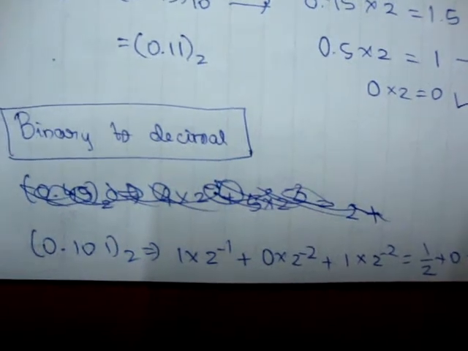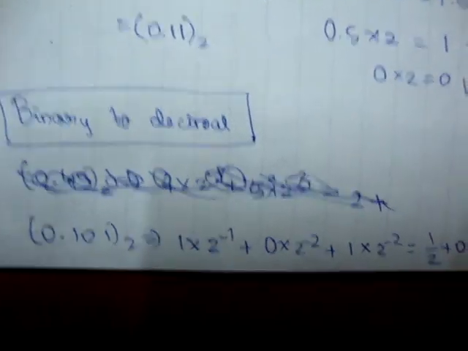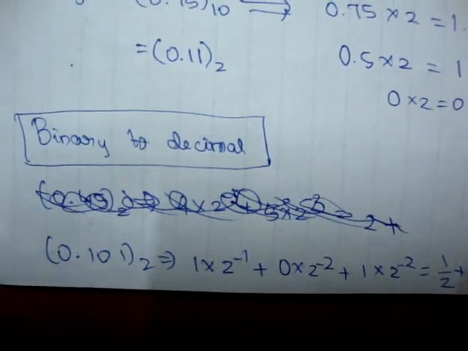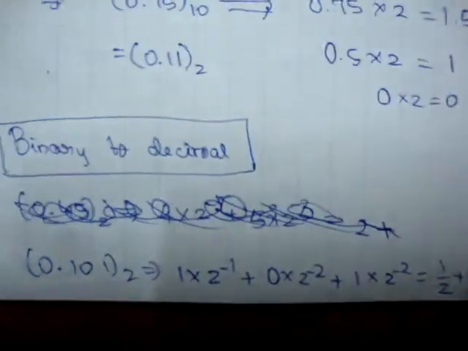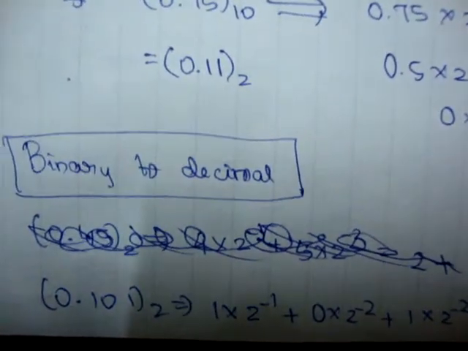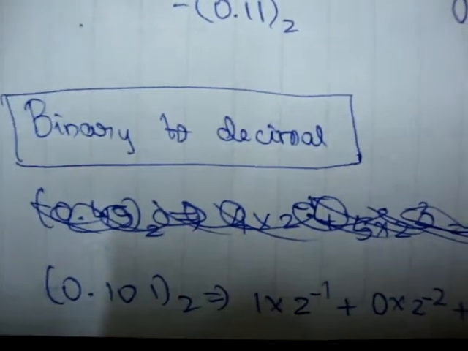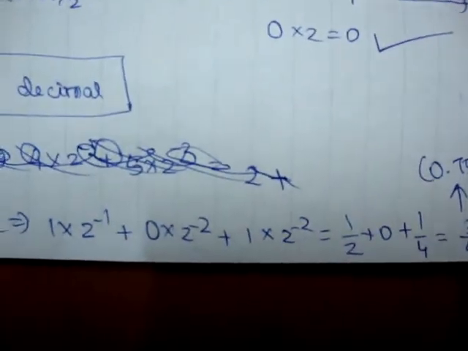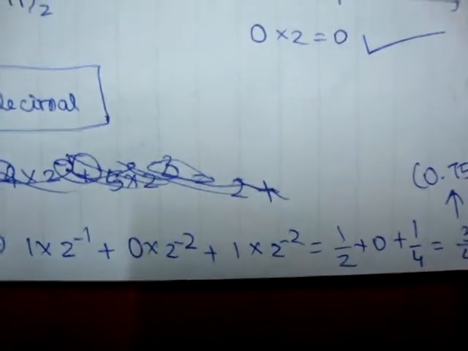Binary to decimal is very easy. In fact, not only binary but also octal, quaternary or hexadecimal to decimal is very easy. Let's concentrate on one example: 0.101 base 2, a binary number, which we convert into a decimal number. It's 1 into 2 power minus 1, 0 into 2 power minus 2, 1 into 2 power minus 3, and so on.